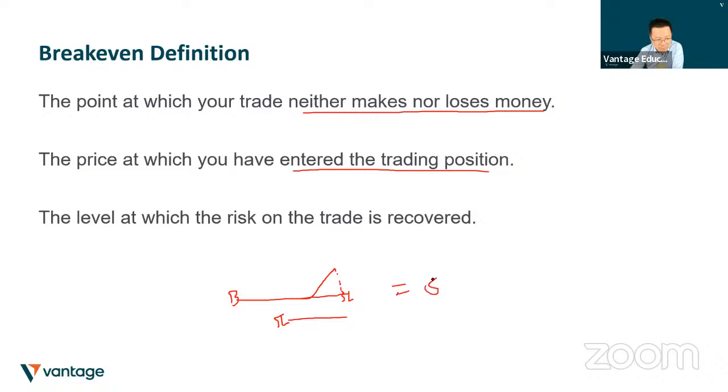Your result will be 0. You wouldn't have lost money, and you wouldn't have made money. That's what we call a break even. That's the level at which the risk on the trade is recovered. No risk on that trade.